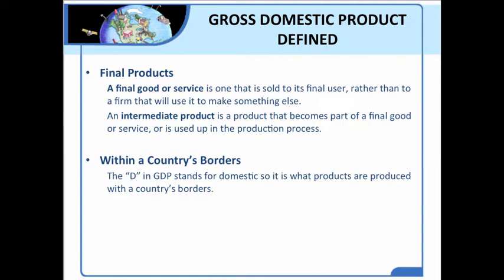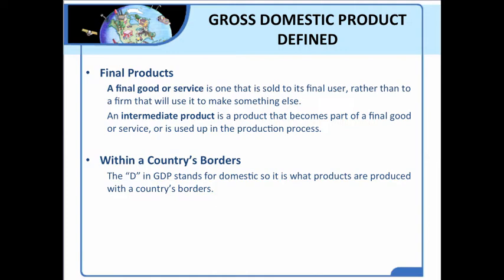We only count goods in GDP that are produced within a country's borders. GDP measures production that takes place in the country in which the good is actually produced, regardless of the citizenship of those who produce it. The D in GDP stands for domestic. That means within our borders, at home.